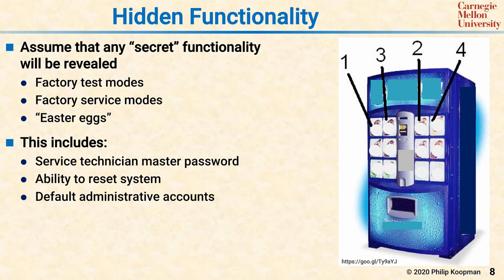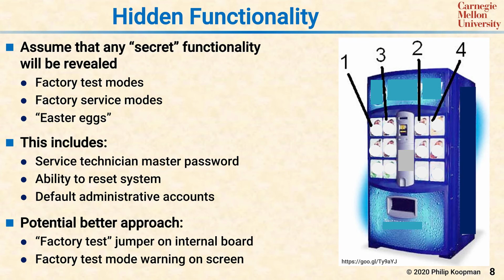A potentially better approach is to have a factory test or maintenance jumper on an internal board so that you have to unlock or unscrew an access panel on the machine to get in and physically move a jumper to put it in maintenance mode. Of course, that won't stop everyone, but what it does do is stop casual abusers from even leaving a trail that they tried to access the system and being able to get the system to do what they want.